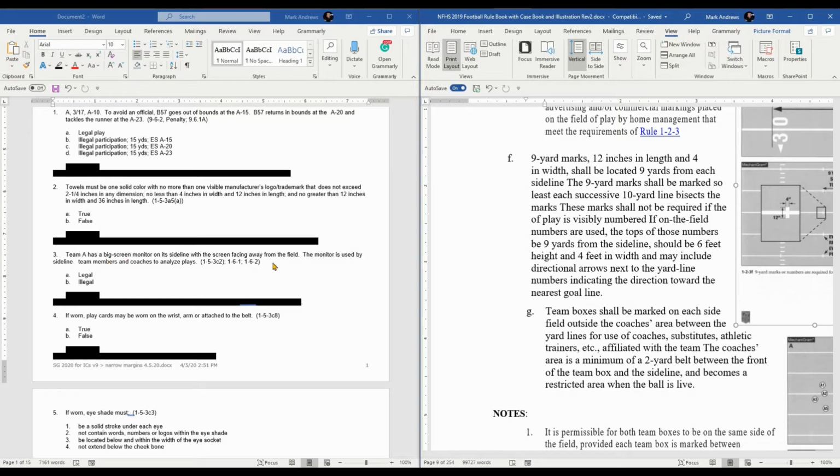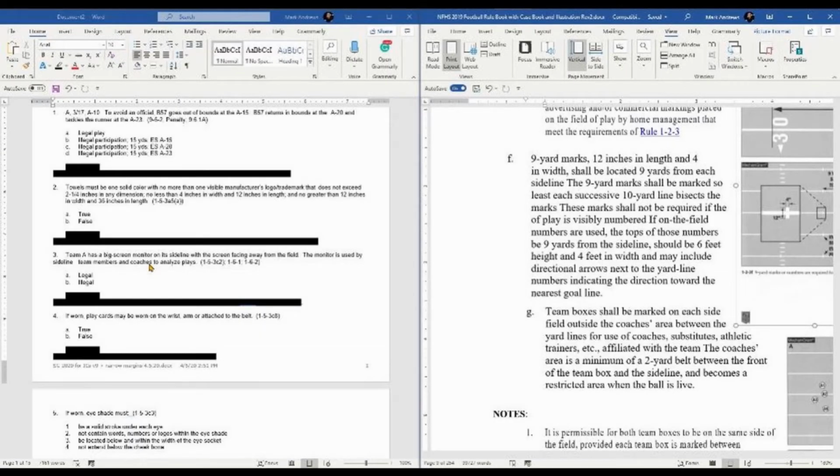All right, so back to the question. This monitor is being used by team members and coaches to analyze plays, so it is indeed legal. The reason that it's legal is because these guys are not players. So you'll see this oftentimes during the game. The defense, if they come off the field, they'll be brought over to a monitor and shown previous plays, coached right up. That's fine. There's nothing illegal about it. Okay? Players can only use those devices during a team conference, a team timeout, and while they are below the 9-yard marks.